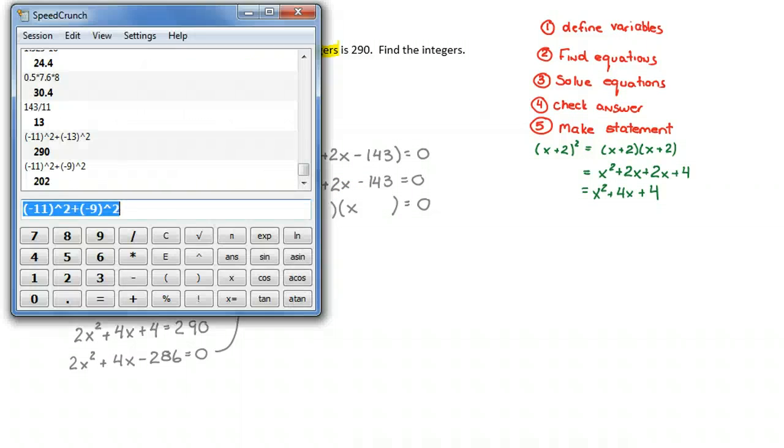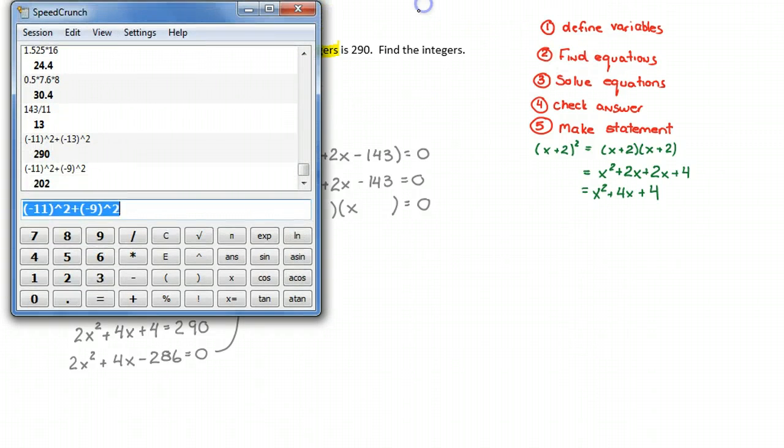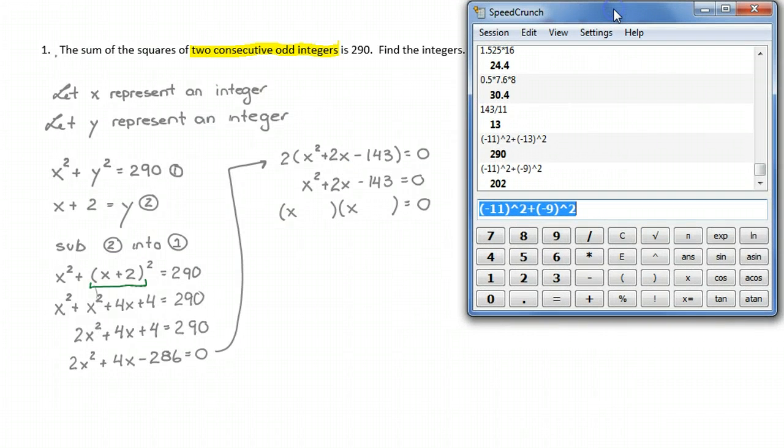Often what I do in these types of problems, since I know the answer has to be an integer, I know they're going to be nice numbers, so I can probably guess this. I'm looking for two numbers that multiply to give me negative 143, but add to give me 2. What gets me really excited about this specific case here is that if I look at the number 143, I see 1 plus 3 is 4.